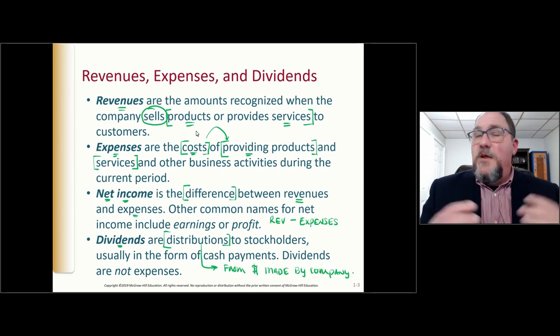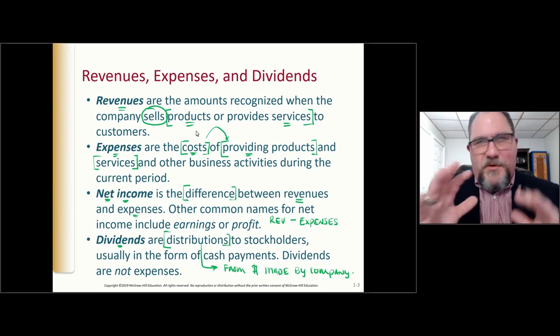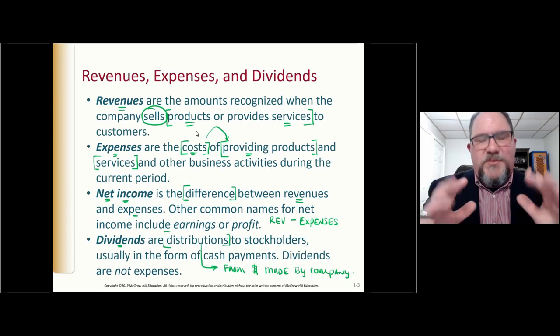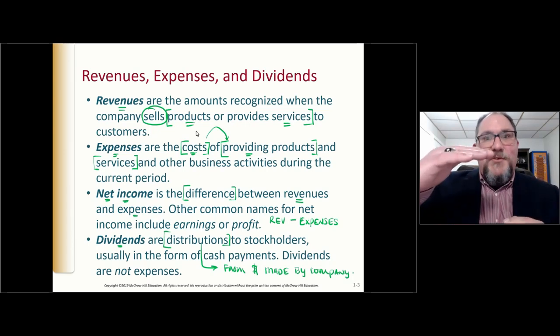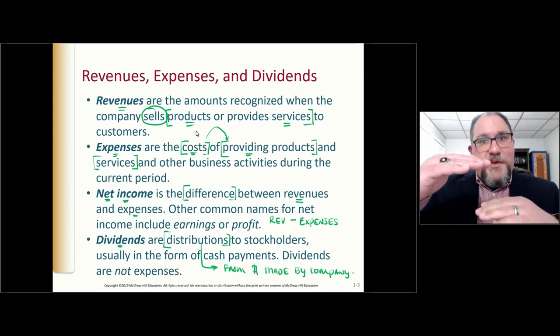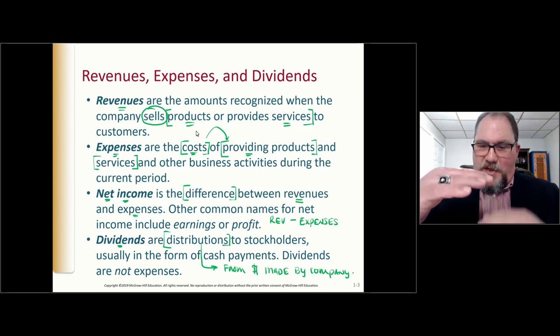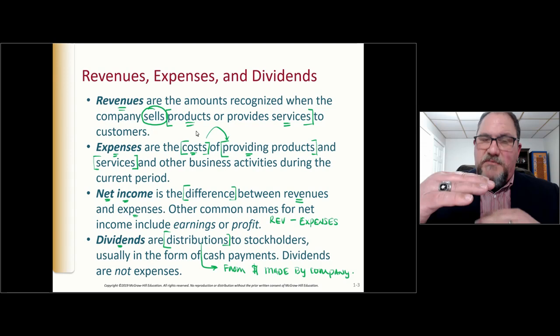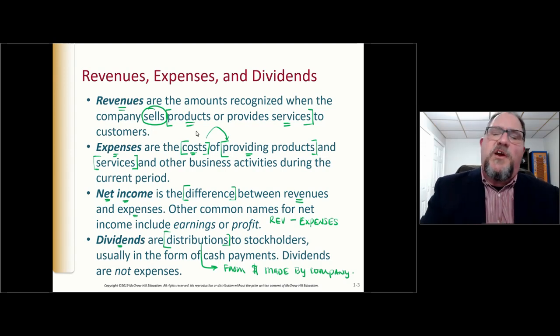Okay? Now, net income, and most people have a pretty rough understanding of this. It's how much money you take in versus how much everything costs you. Okay? And the bottom line after that on net income, on an income statement, that's basically your profit. Notice here they talk about sometimes earnings, or they call it profit.